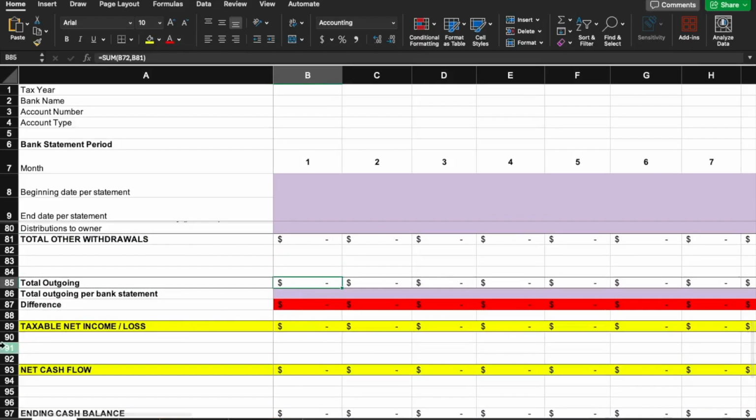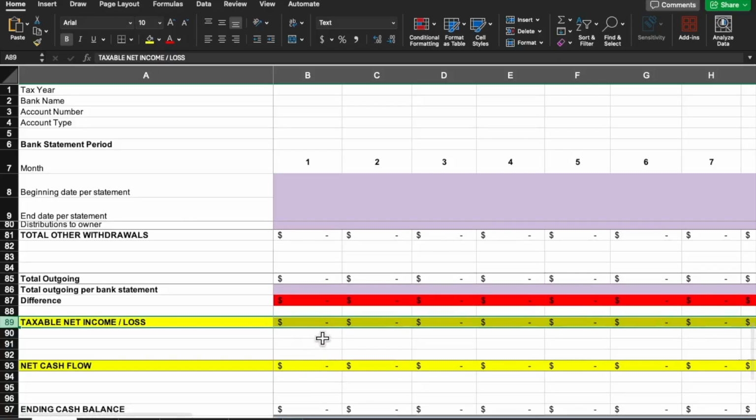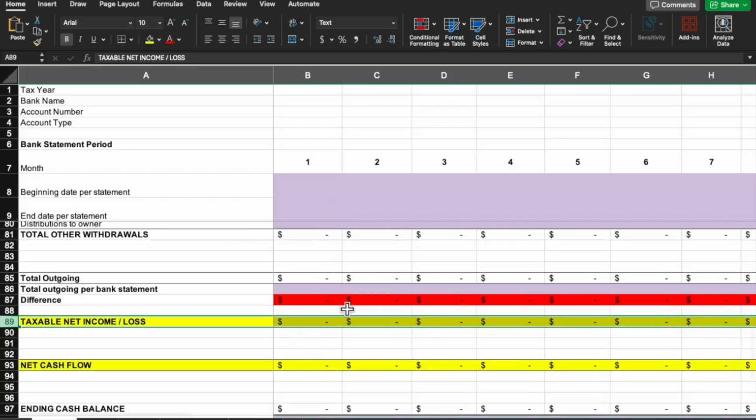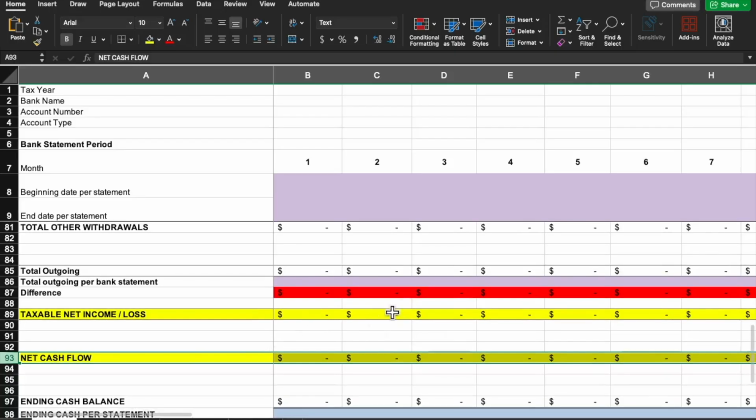And then this line calculates your taxable net income or loss, which is what's going to appear on your tax return on your Schedule C specifically. And then here we have the net cash flow, which is really just your beginning balance minus your ending cash balance, how much cash is coming in or how much cash is going out in that particular month.